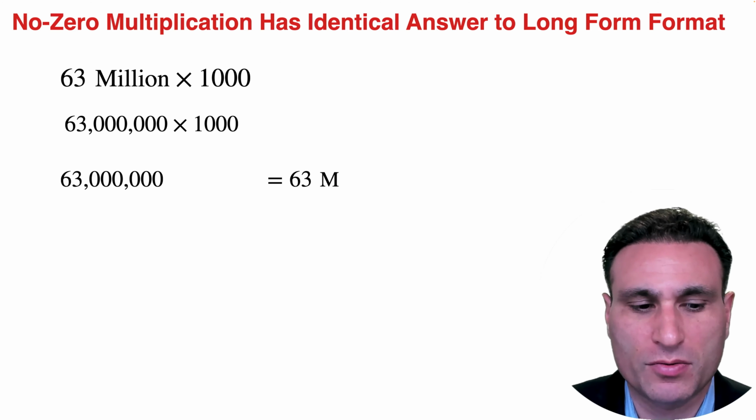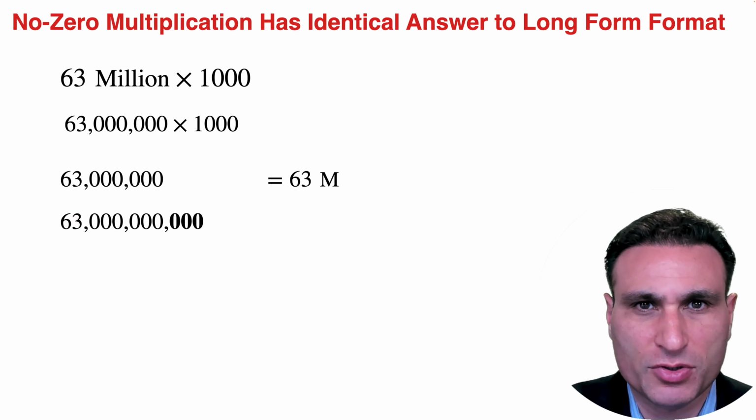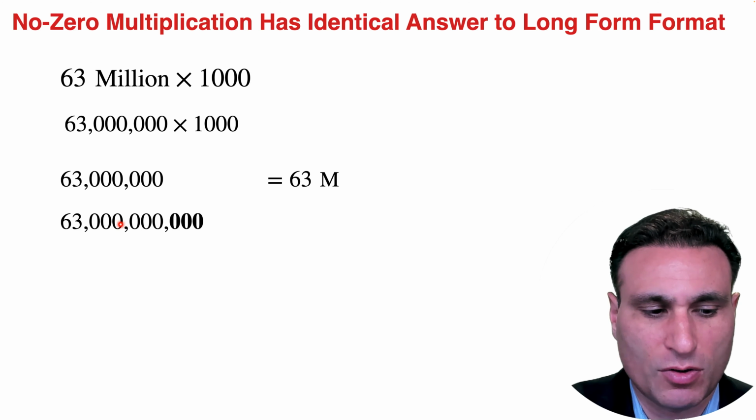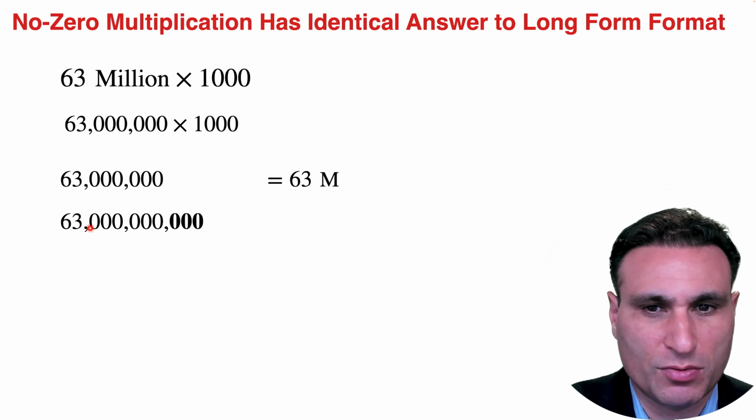Now I'm going to append 3 zeros. Now we need to interpret this result. Again, the first 3 digits from the right are ones, tens, and hundreds. The next 3 digits are ones, tens, and hundreds of thousands. The next 3 digits are ones, tens, and hundreds of millions. And the next 3 digits are ones, tens, and hundreds of billions. So this result is 63 billion, which we can write with the abbreviation 63B.